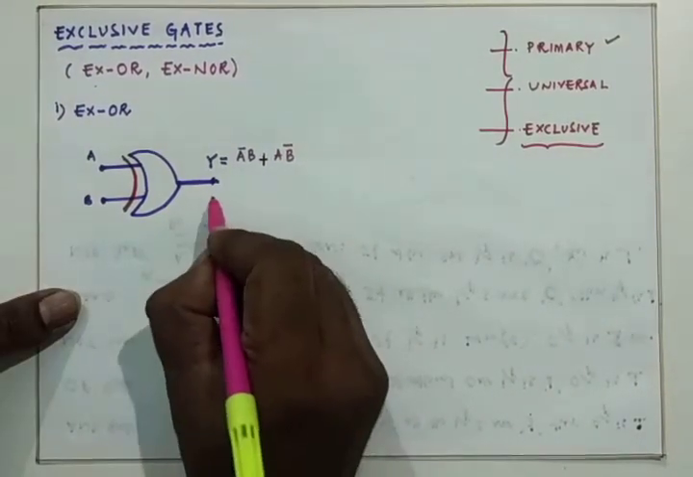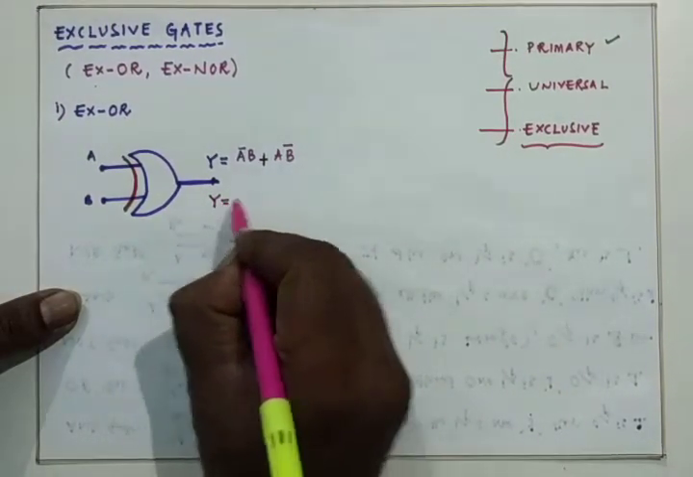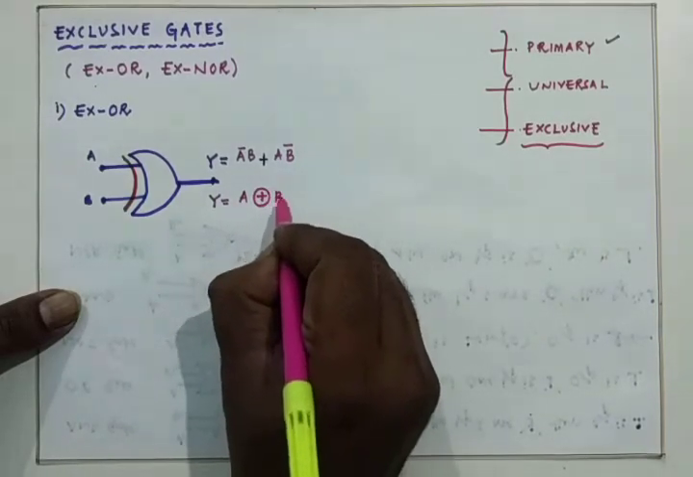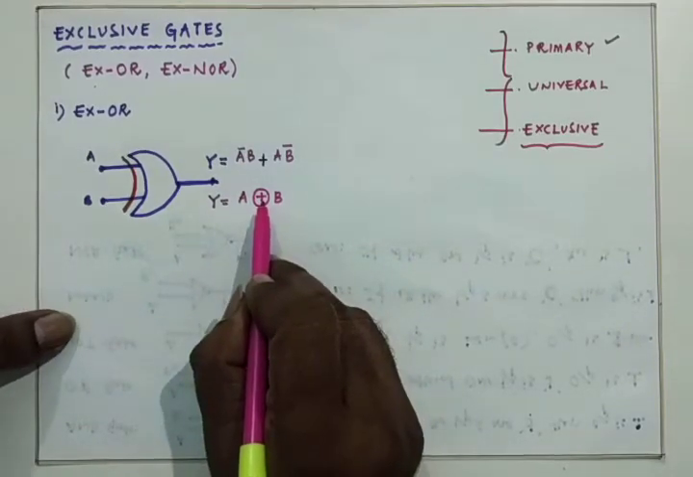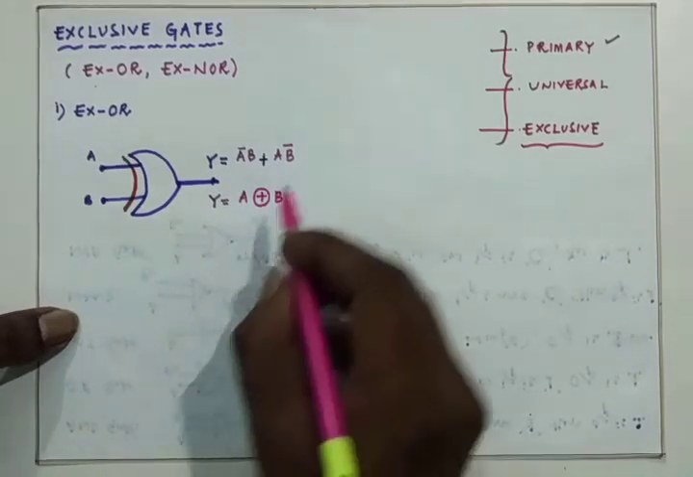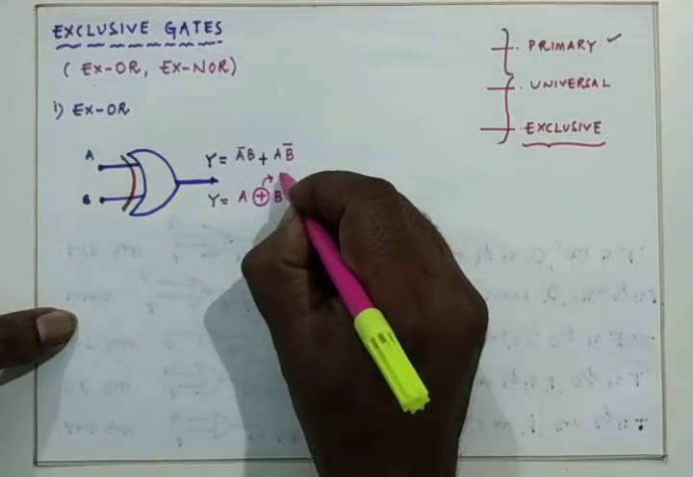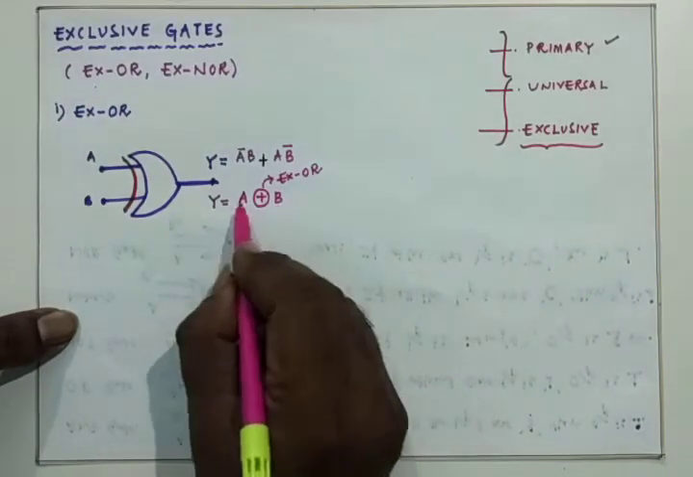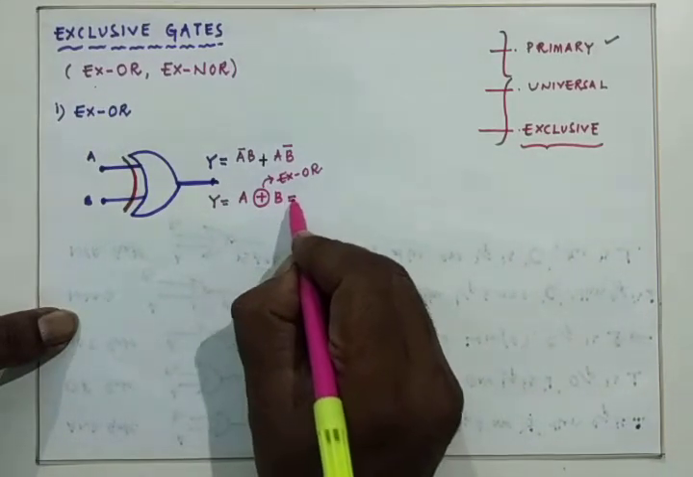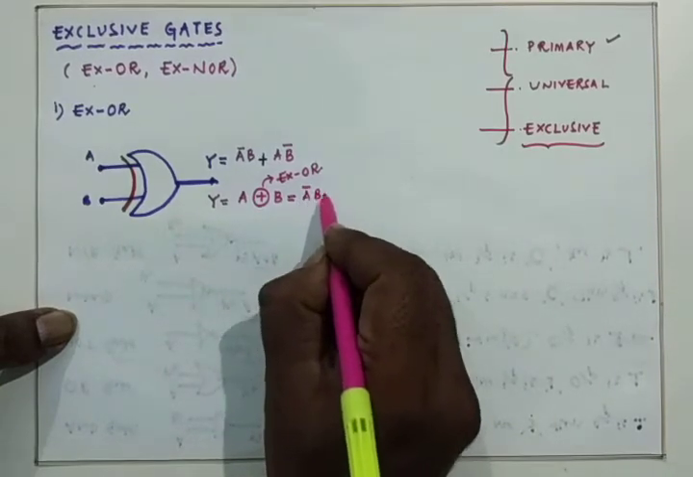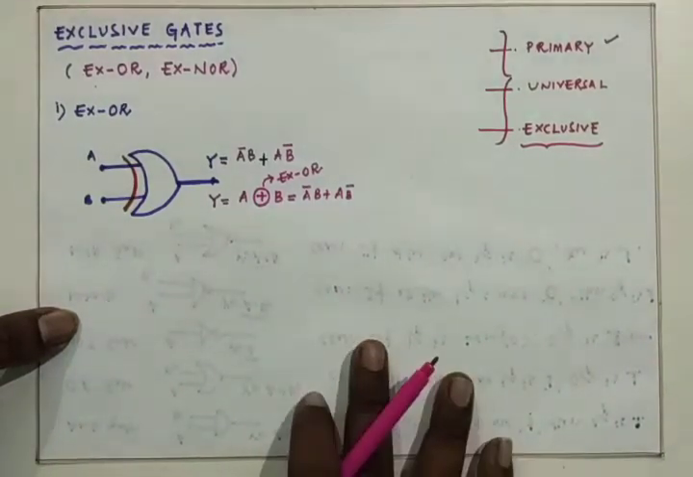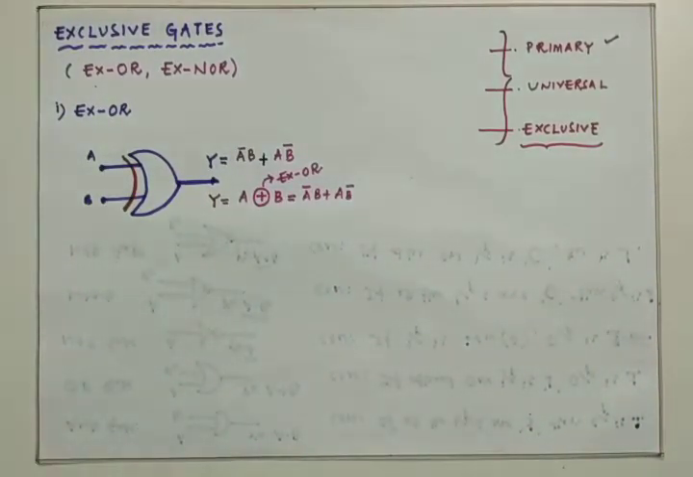Symbolically we can write the exclusive OR operation as Y equals A exclusive OR B. The addition symbol is rounded with a circle. This symbol represents the exclusive OR operation. A XOR B is equal to A bar B plus A B bar. It is the output expression for the exclusive OR gate. So now I can go with the truth table of this exclusive OR gate.